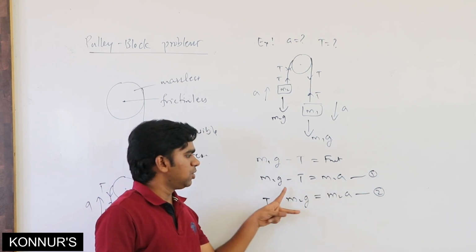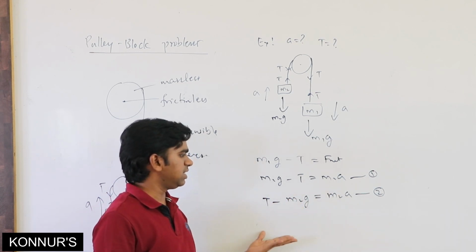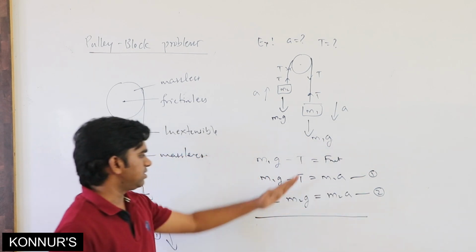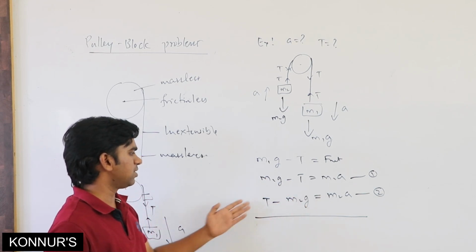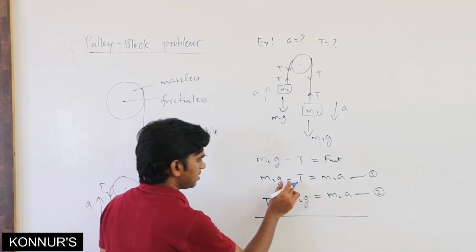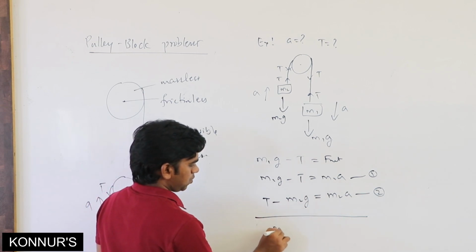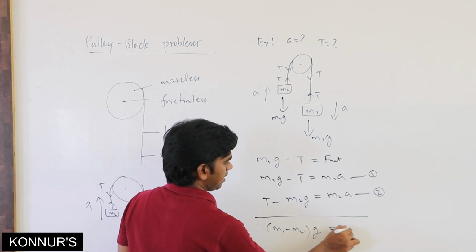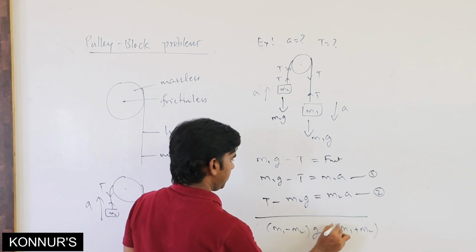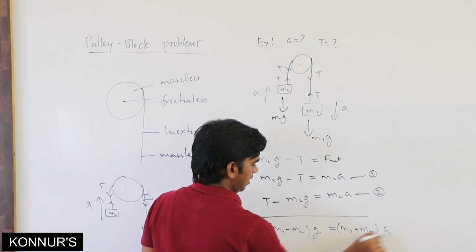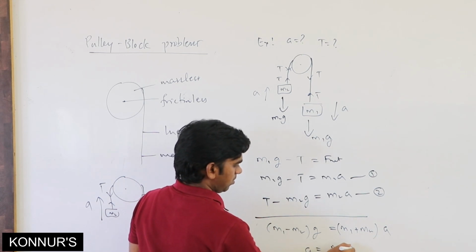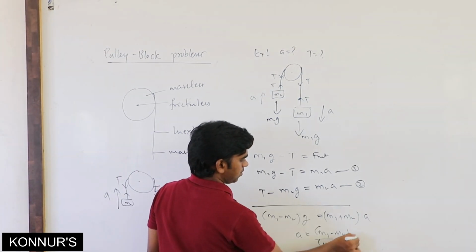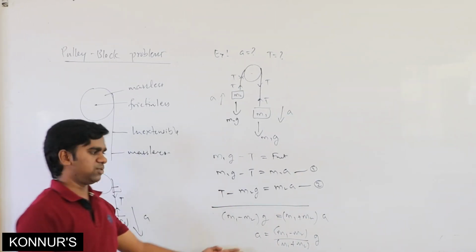Two unknowns are there, two equations are there, so obviously you can easily get the T and a. If you solve these two equations, you can simply add them and you will get the acceleration or tension. This minus T plus T will get cancelled. So (m1 minus m2) into g equals (m1 plus m2) into a. So acceleration is (m1 minus m2) divided by (m1 plus m2) into g. This is the acceleration we are going to get.